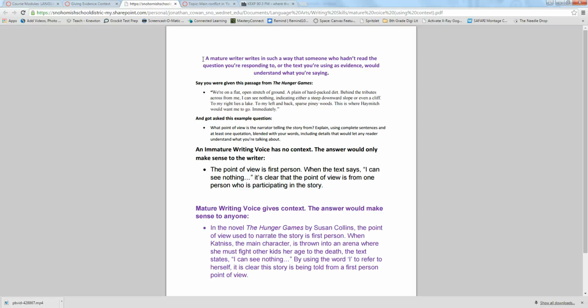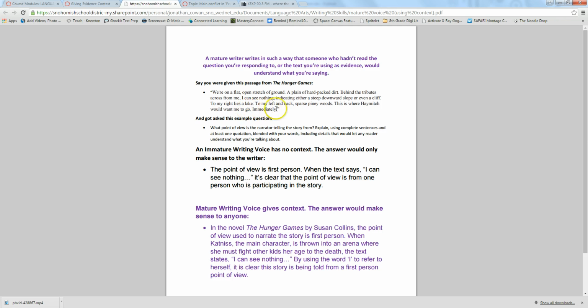So let's pretend we have a given scenario, okay? Let's say you're given this passage from the book The Hunger Games, and you have to read this passage. It says, "We're on a flat, open stretch of ground, a plain of hard-packed dirt. Behind the tributes across from me, I can see nothing, indicating either a steep downward slope or even a cliff. To my right lies a lake. To my left and back, sparse piney woods. This is where Haymitch would want me to go, immediately."